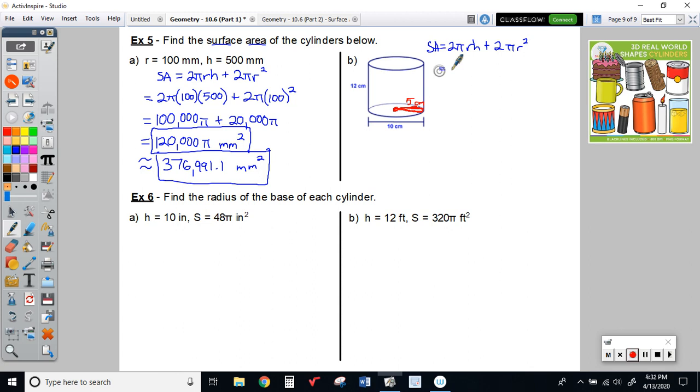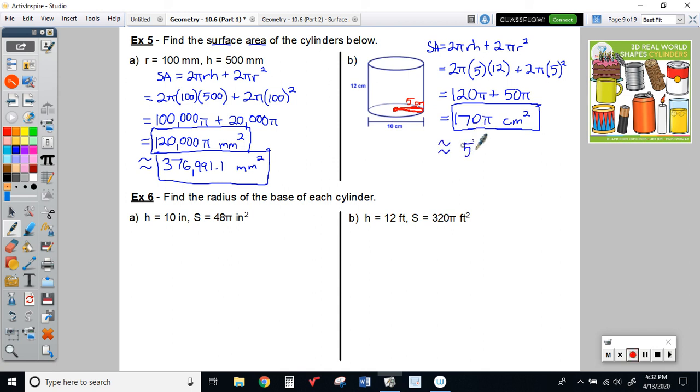Pretty straightforward one here, I think, from here on out. So I've got 5 for the radius, I've got 12 for the height, connecting my two circular bases, plus 2 pi times 5 squared. And that would give me, if I multiply all this together, 120 pi. If I multiply this together, 5 squared would be 25 times 2 would be 50. So I've got 50 pi. Putting that together gives me 170 pi. And that would be an exact answer in pi form. That would be centimeters squared for the units. Rounding that off times pi, which is a little more than 3, we've got 534.1 centimeters squared for that.